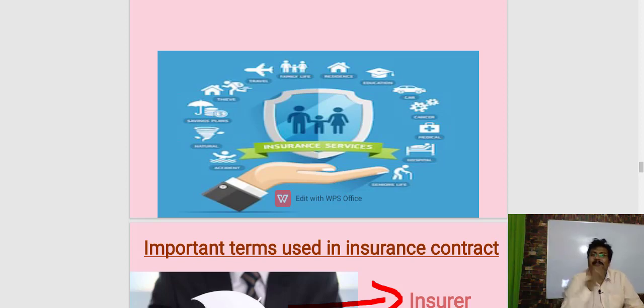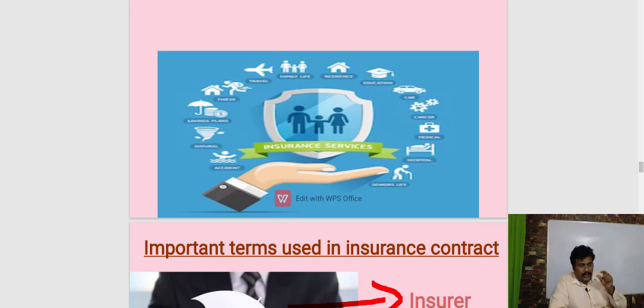So why is this insurance there? Simple. Insurance is there for covering the risk, whatever the losses are, because the future is unpredictable. Anything can happen in the future. Suppose I purchase a bike, my bike can be stolen by someone in the future also. So to secure the future, to minimize the risk, we have a particular service which is known as insurance service.